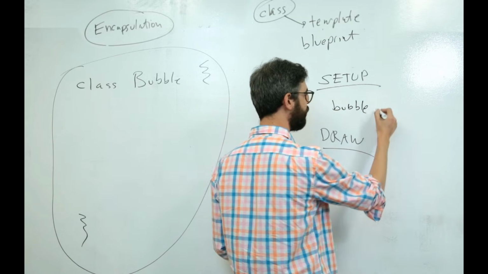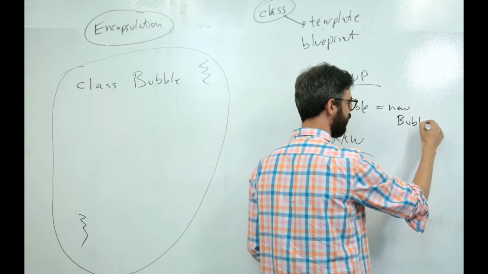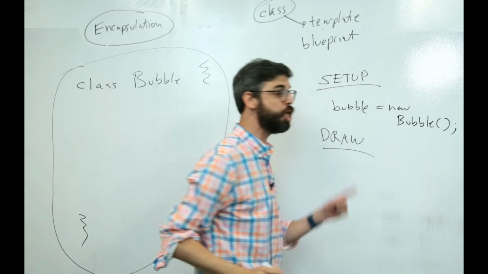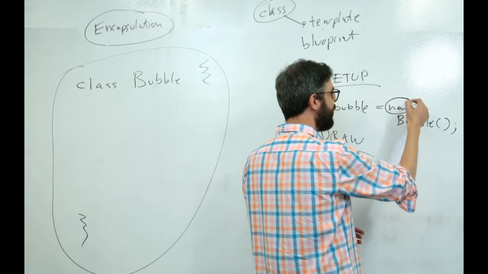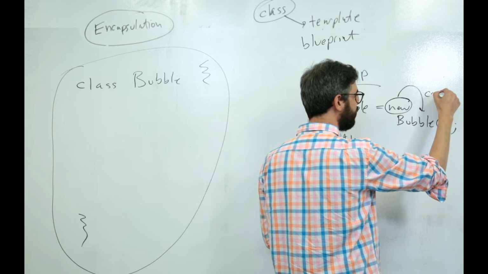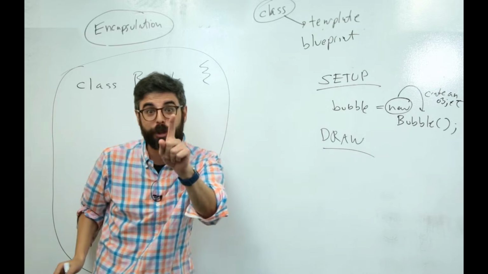I could say things like bubble equals new, and I think I'm going to go off the whiteboard here, so I'm going to write this down here, new bubble. So there's a new keyword, which ironically is new. New is a keyword that means to create an object. We're going to see what that actually really refers to in a second.